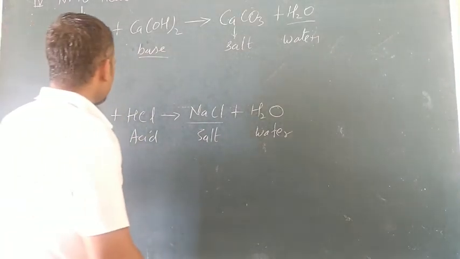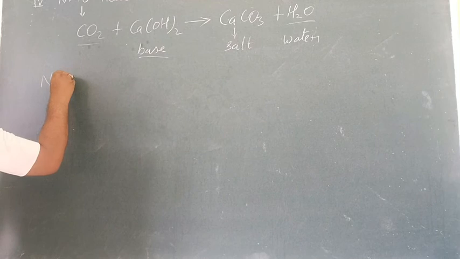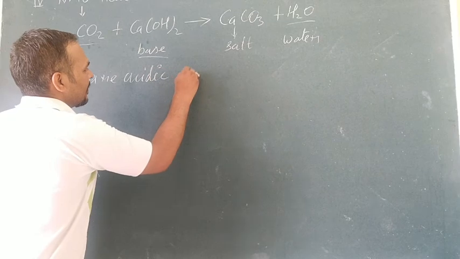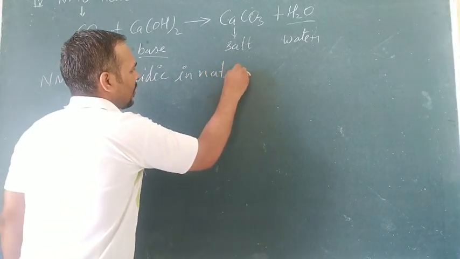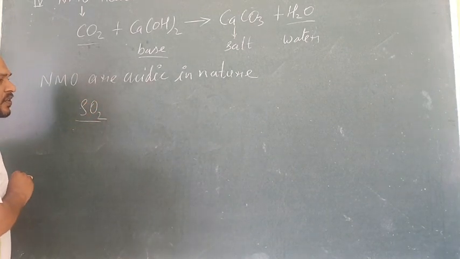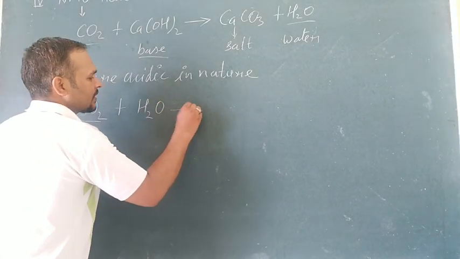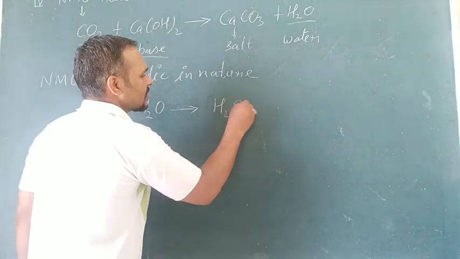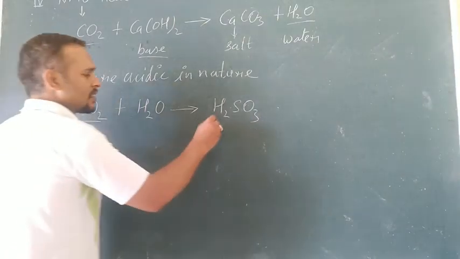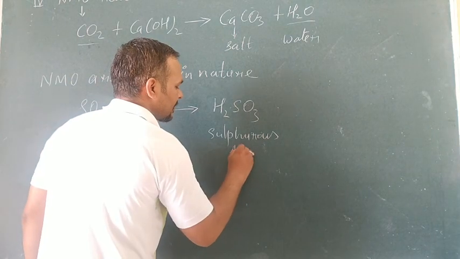Now in your previous classes you have studied that non-metallic oxides are acidic in nature. How are you going to prove it? Suppose you have taken sulfur dioxide, which is a non-metallic oxide. When dissolved in water, it gives sulfurous acid. This is the formula of sulfurous acid. Is it clear?